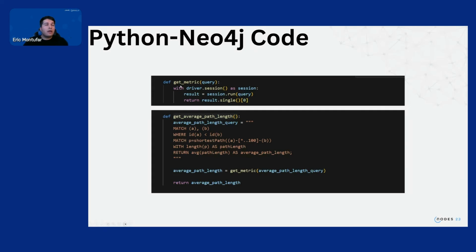I created a get metric function, which was just a function I was using to call the driver session from Neo4j, and I created many functions like this just to pass Cypher queries to my Neo4j instance I had running in Docker. So I was just pulling and getting data from it. So I will show you some of the plots I got from the analysis.